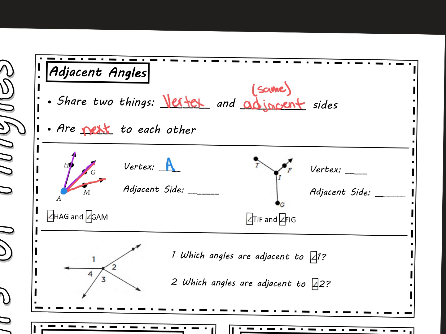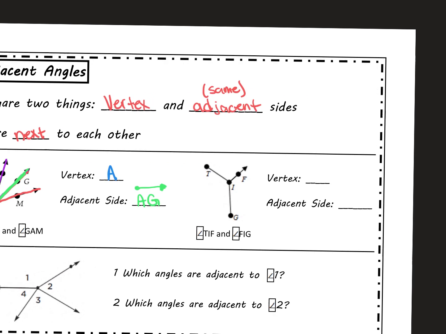And then now it's asking, what is the adjacent side? The adjacent side is going to be where we see two colors, and that's going to be right here. How we're going to label that, y'all, is with two letters, and it's going to be AG. And we have to remember that AG is actually a ray. It is not a line or a line segment, it is a ray.